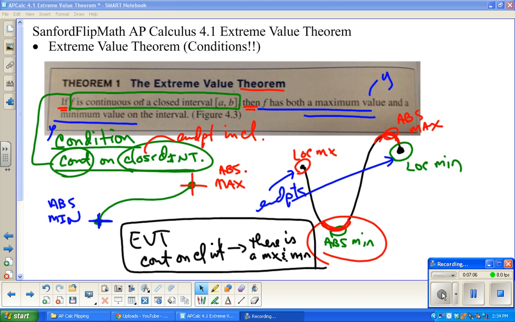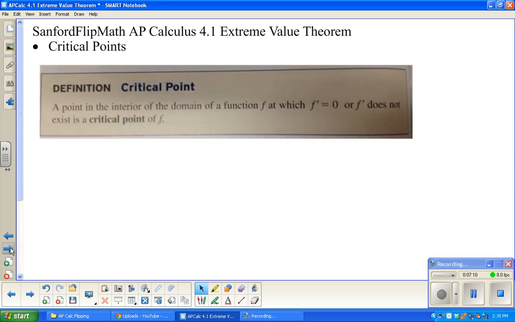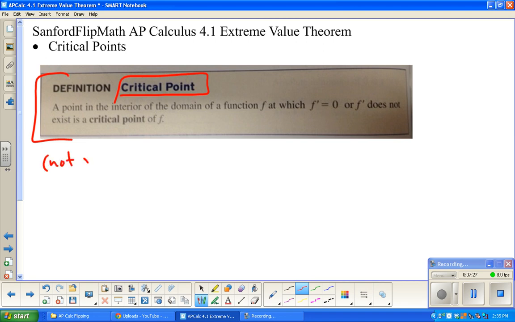Okay, so just a quick little point here. It could be at an endpoint, could be at a spot where it's at a top or a bottom, where it's turning around. Related to this is the definition of something called a critical point. And this is pretty simple, but all it says is a point on the interior of the domain, so not necessarily on an endpoint. So if we're talking about on an interval, we're talking about in between the endpoints, not on the endpoints.